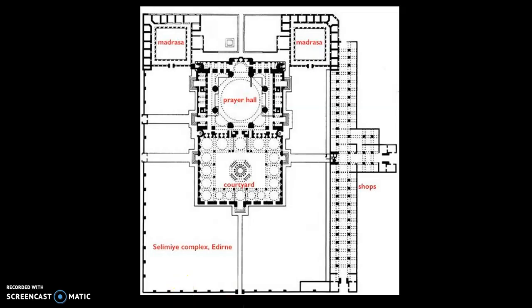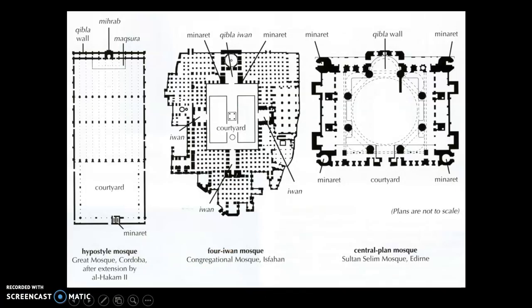Just like the 4 Iwan mosque that we looked at in Isfahan, this particular mosque was part of a bigger complex. So there are shops on the side that would help fund the mosque. There are also madrasas that are attached to it. Education was very important within the Islamic world, and the mosque was a place where that could happen. So just to recap the 3 types of mosques: hypostyle, 4 Iwan, and central plan.